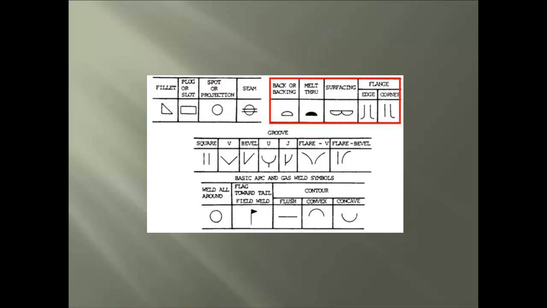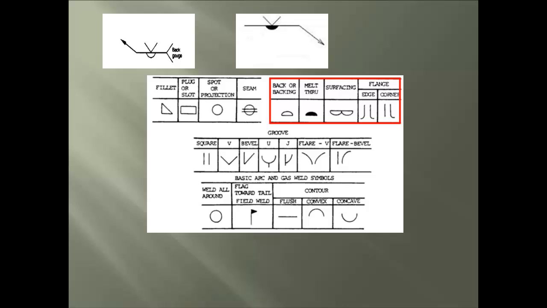We move to the second group of symbols, and the back or backing is shown, which is used at times as a backup bar. Now is the melt-through, which is used on industries like food processing or pressure pipe assemblies.